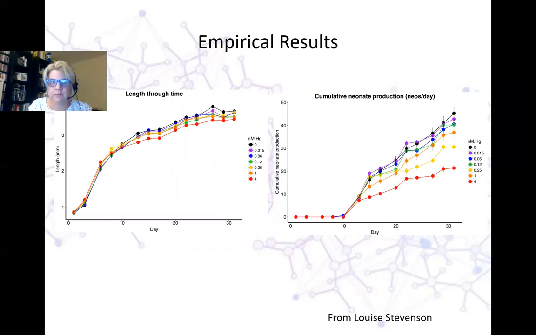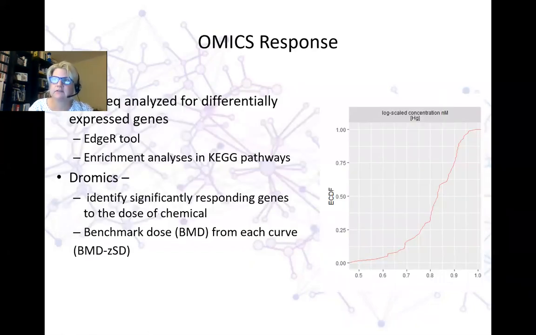And then from those individuals that we took from the experiment, they did the RNA-seq and looked for differentially expressed genes using a couple of these bioinformatics tools, which Phil can probably talk a lot more about than me, like edgeR and enrichment analysis. And then also in the KEGG pathways, in addition, this DR omics analysis was done, and this tries to identify significant responding genes to the dose of the chemical or the stressor.